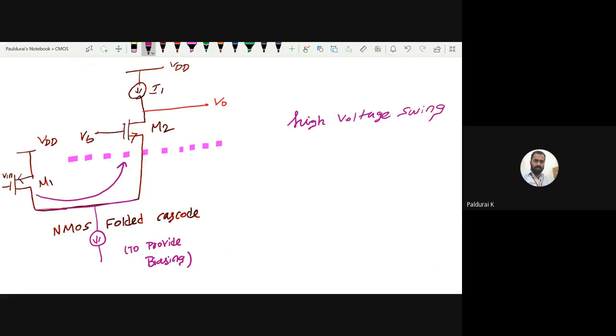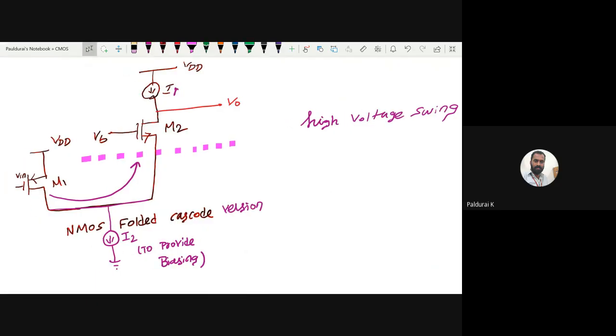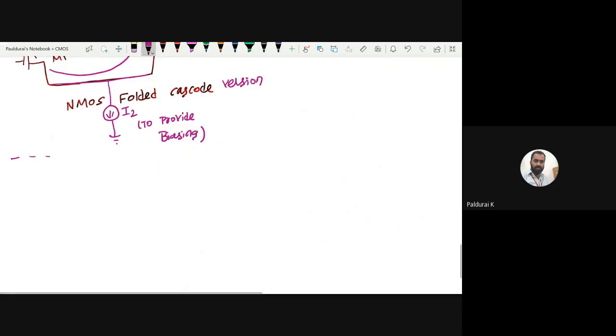Okay, just take the output side alone. So take this as my I2. Since here I took it as I1, take this source current as I2. So this is my NMOS folded cascode version. So any doubt? I repeat this. NMOS cascode and its folded version.